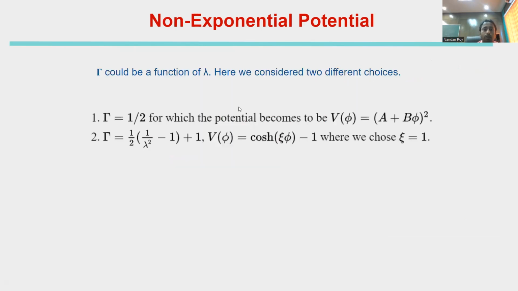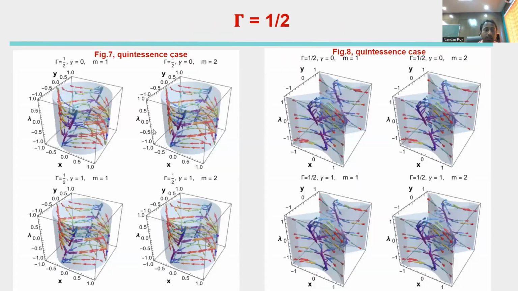And for the non-exponential case, we have two different classes of potentials by choosing two different forms of gamma, because gamma could be a function of lambda. Once we choose gamma equal to half, we get two different forms of the potential. One is power law and another is cosh hyperbolic. And these are the phase plots for the two cases.